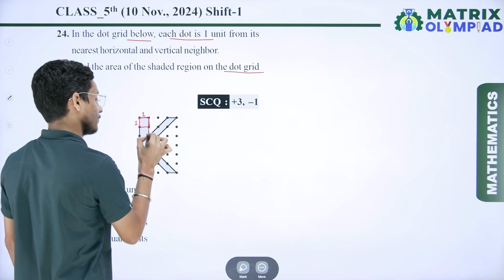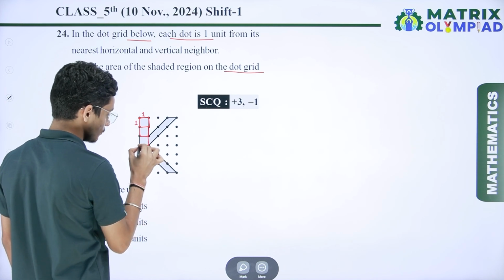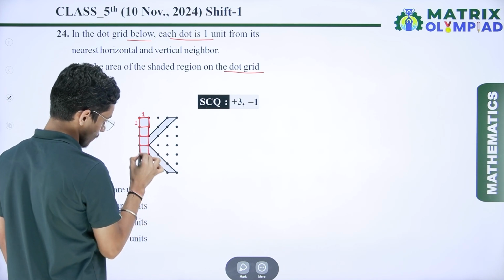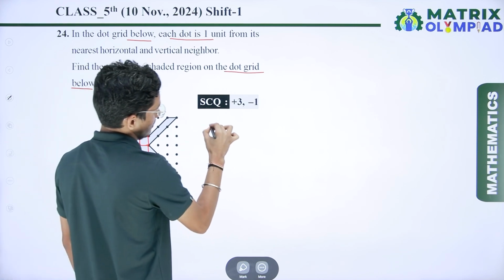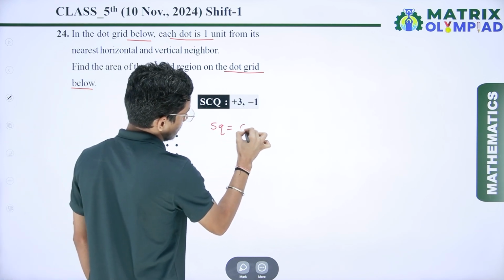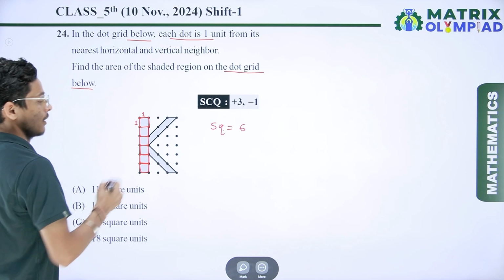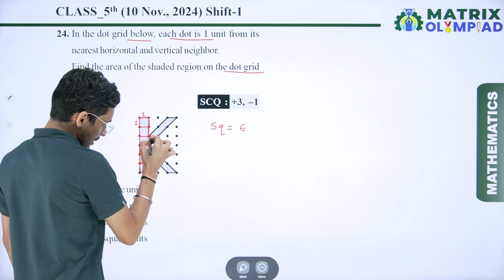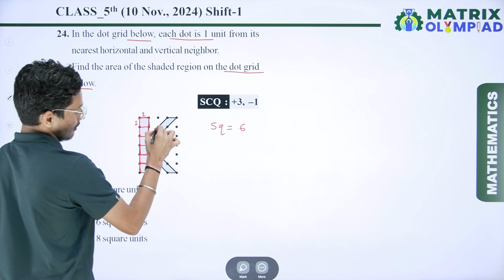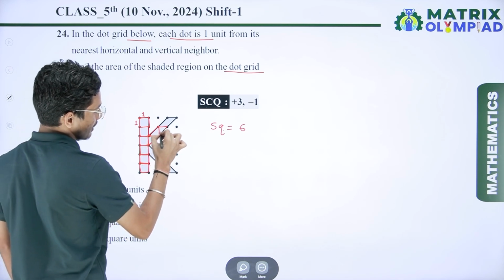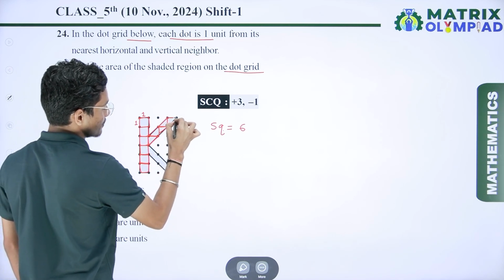Here we have 1, 2, 3, 4, 5 and 6 squares. So I can say that here we have 6 squares. Now if I merge this one, we form a right angle triangle. Again, this one is a right angle triangle, this one is a right angle triangle, and this one is a right angle triangle.